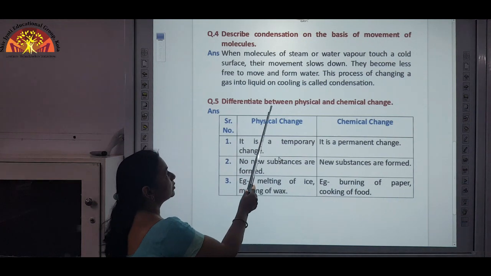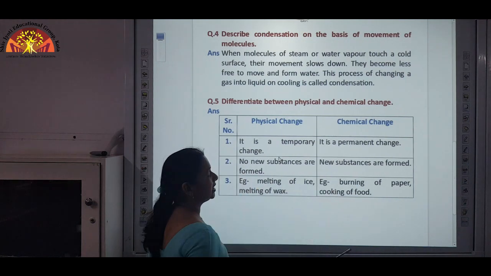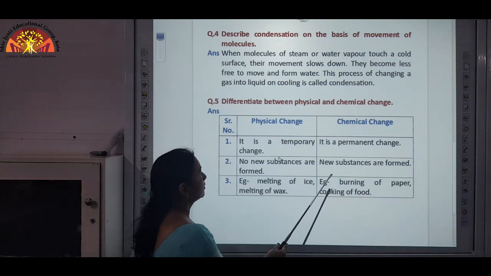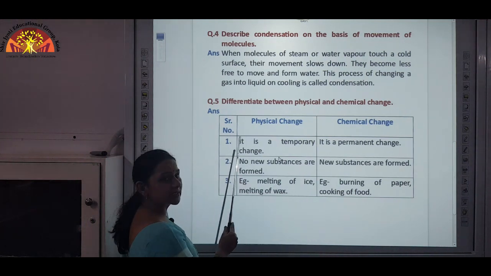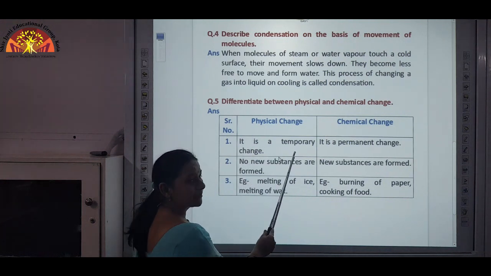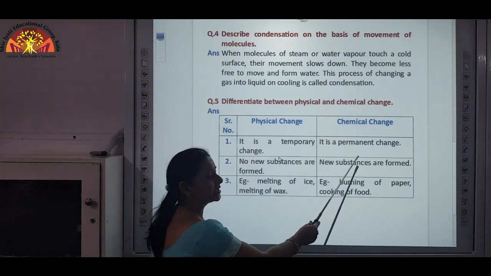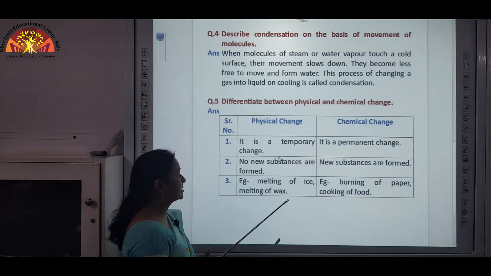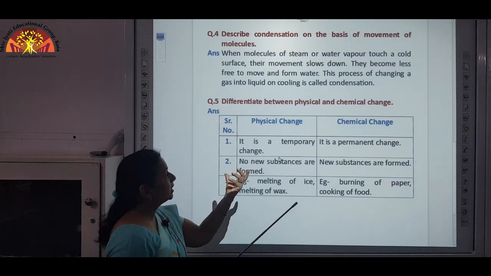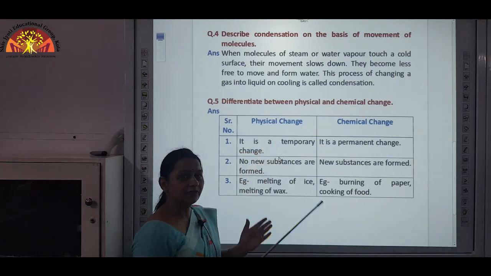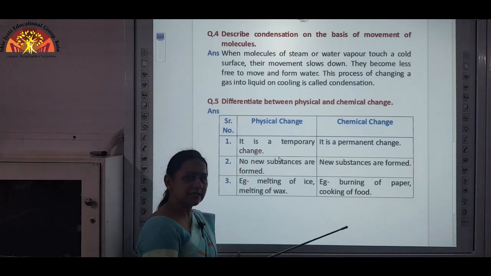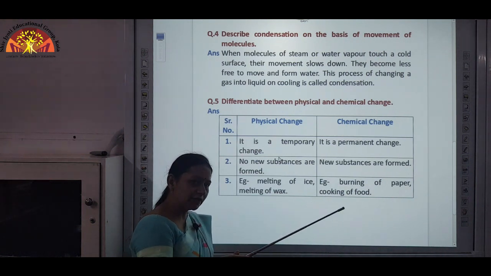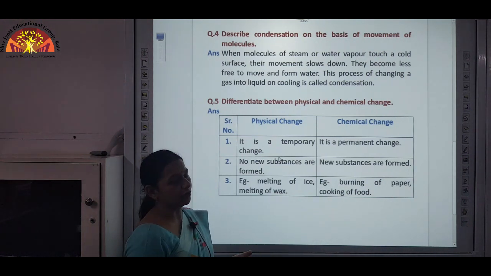Now, differentiate between physical and chemical change. There is a table for differences between the physical change and chemical change. The first point: physical change is a temporary change, whereas a chemical change is a permanent change. You cannot get back the substances. Physical change is a reversible process like folding of paper. It is a temporary work that you have folded the paper, you can again unfold it.